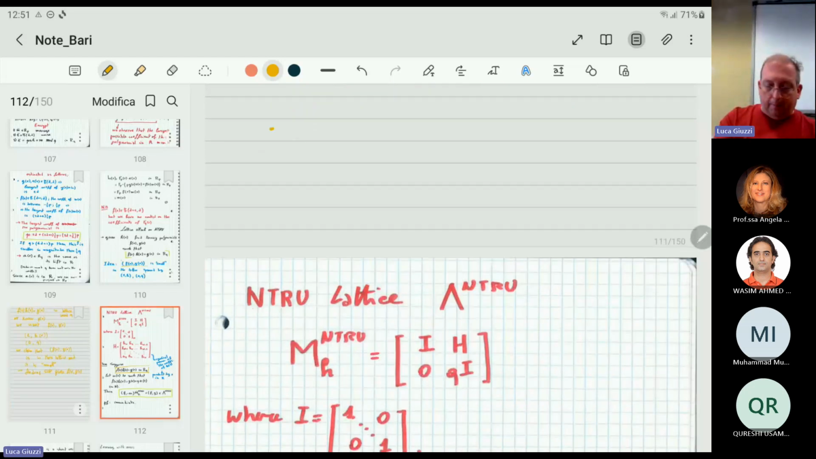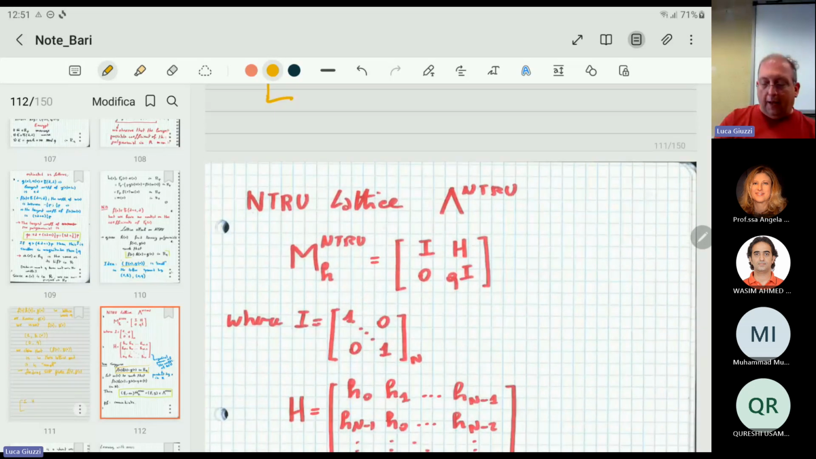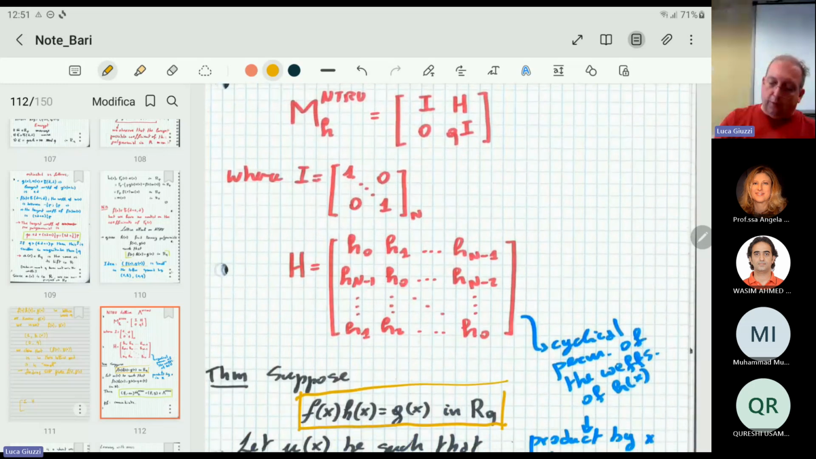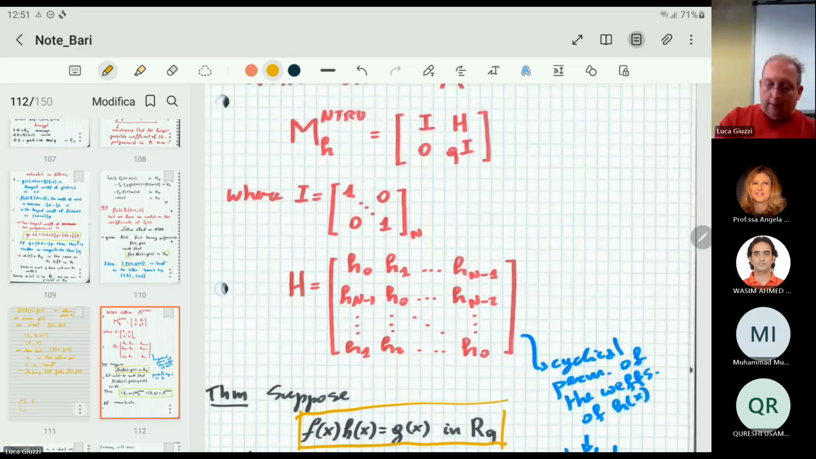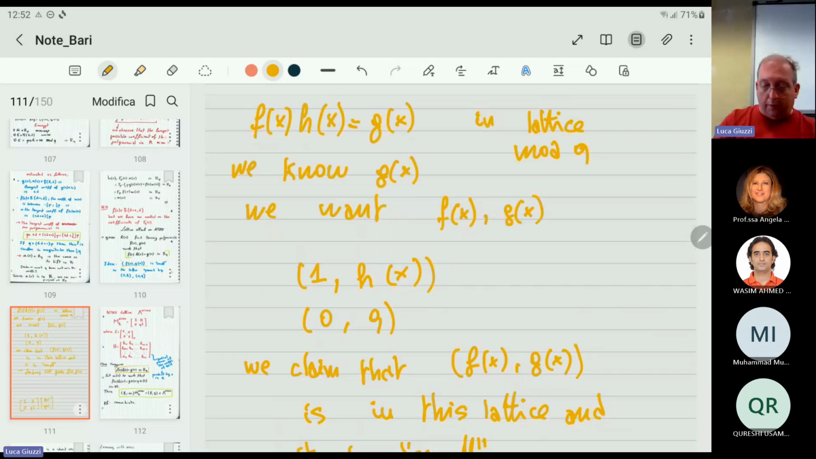So we set up this matrix here. Here we have the identity matrix. Here we have a matrix of all the coefficients of h, and then the cyclic permutations of all the coefficients of h, and here 0, and here we have q times the identity matrix. And now we observe that if here we have f(x), g(x), then we end up with what we want.